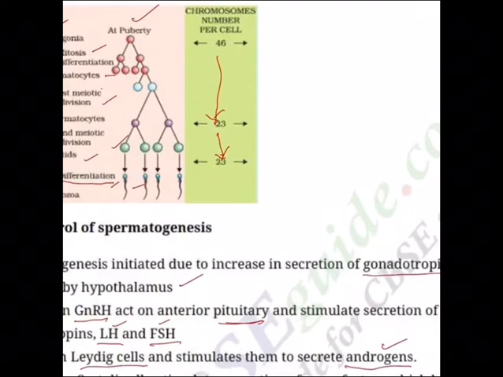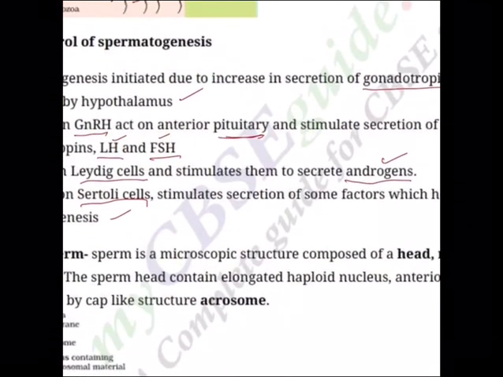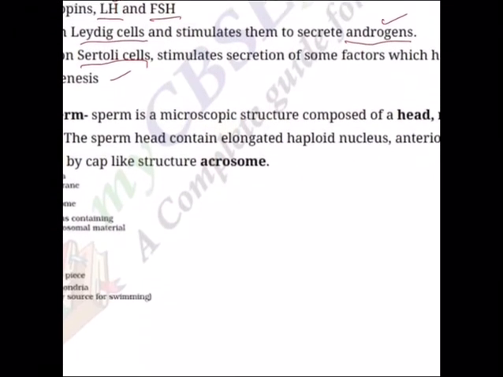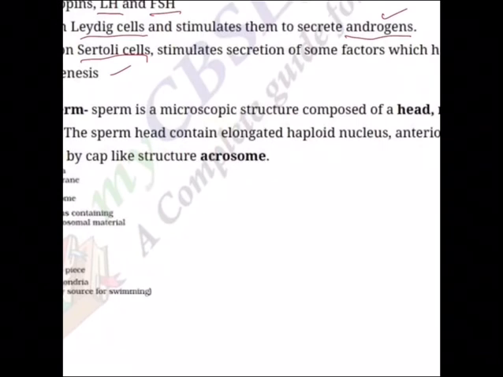So both are, FSH and LH, both are required. And once the sperm is formed, what is the structure of it? So structure of sperm, it's a microscopic structure composed of one head and a neck and a middle piece. So you got a middle piece here, and of course a tail. So a sperm has got four parts: head, neck, middle piece and tail.